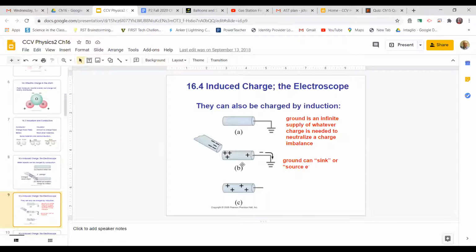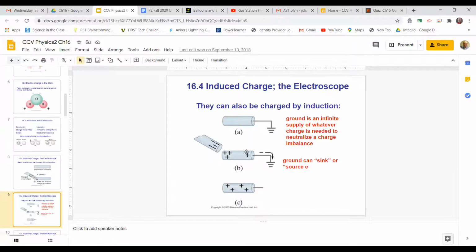Here's a clever alternative to that, and it uses the concept of ground. So Monday night, we were taking a look at the concept of ground. It's an infinite supply, whatever you need to balance out a situation. And so in this case, we have a conductor that's connected to ground. Then we bring something that's negatively charged in.